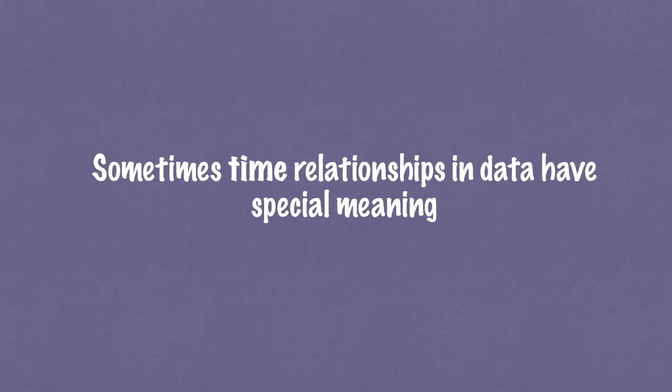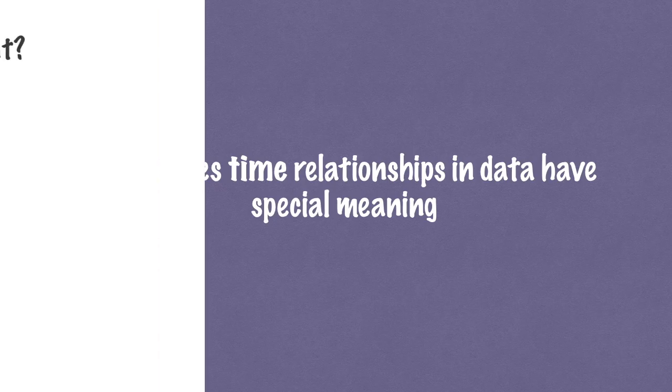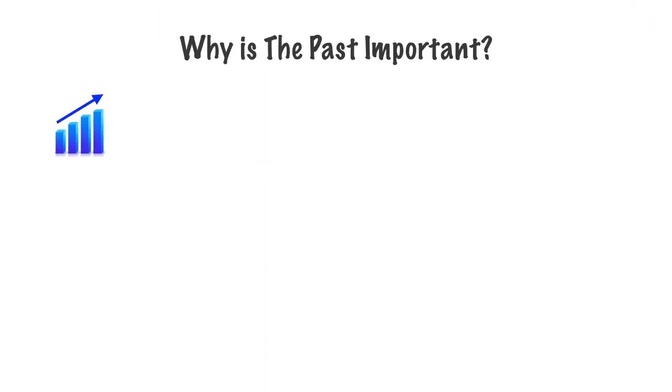But there exist problems in the real world, such as stock market prices over a series of days, where time relationships in data have special meaning, where learning the past and understanding the past is very important when you have to predict the future. Let's see some examples of cases where understanding and learning the past is critical to predicting the future. Finding patterns in the past will determine how future events will shape up.